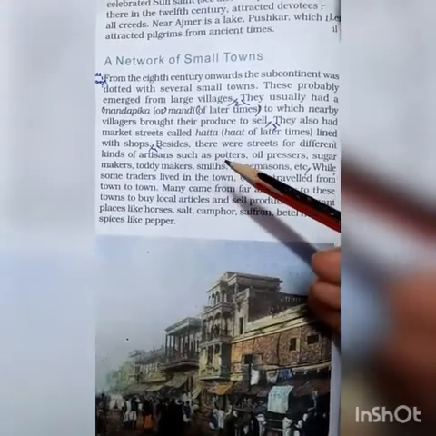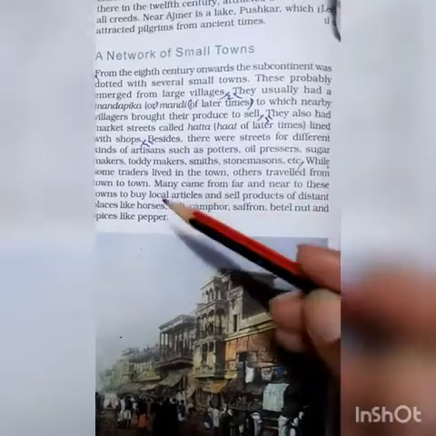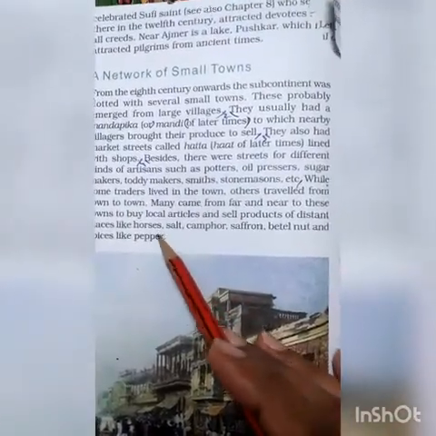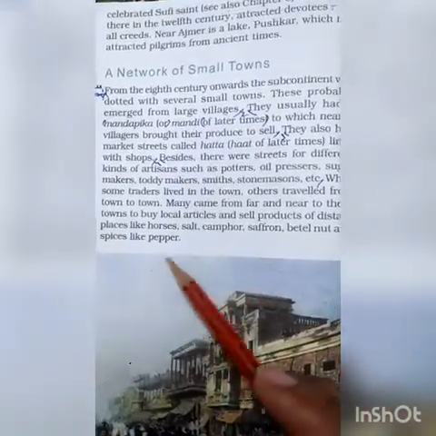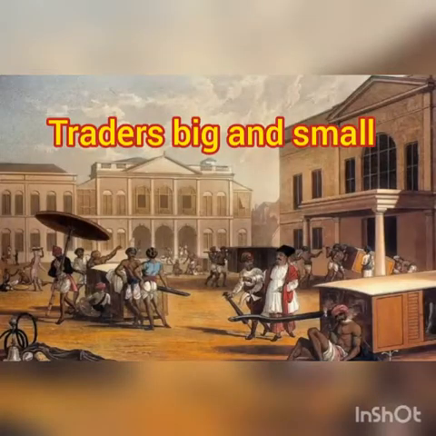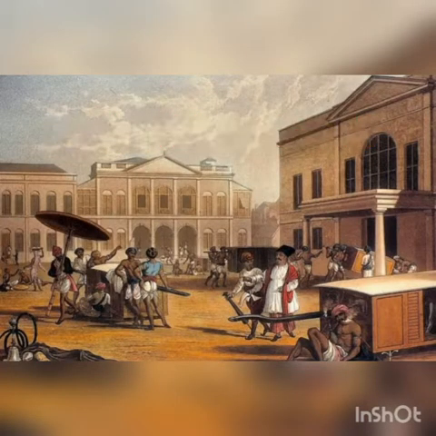There were different kinds of artisans such as potters, oil pressers, sugar makers, toddy makers, smiths, stonemasons, etc. While some traders lived in the town, others traveled from town to town. Many came from far and near to these towns to buy local articles and sell products of distant places like horses, salt, camphor, saffron, betel nut, and spices like pepper. Almost all the capital towns, pilgrimage centers, and port towns were hubs of trading activities.